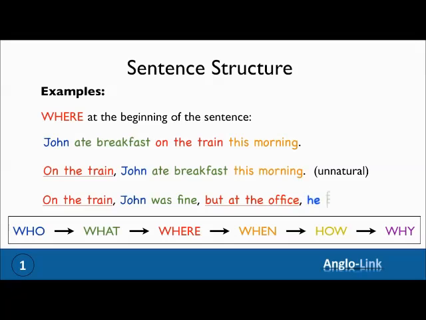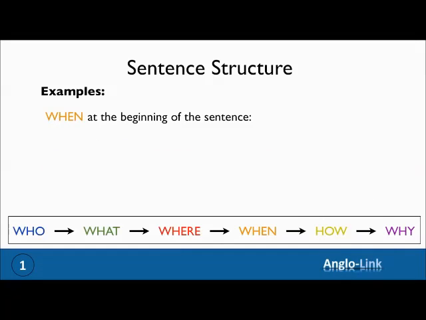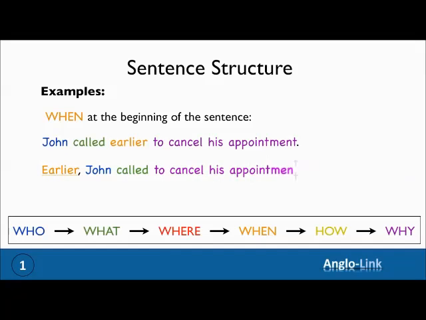On the train, John was fine, but at the office, he felt sick. Let's look at an example where we put when at the beginning of the sentence. We had a sentence earlier: John called earlier to cancel his appointment. Let's put the element when, that's earlier, at the start. Earlier, John called to cancel his appointment. Again, as there is no particular reason to stress when, it sounds unnatural.